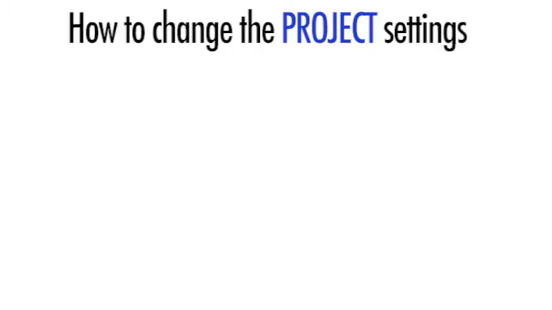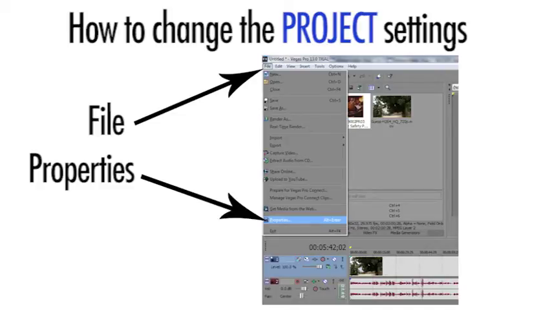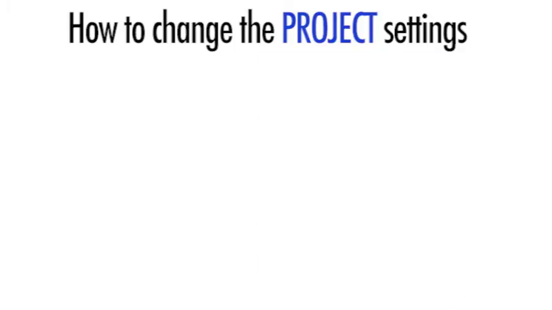How to change the video project settings. So in Vegas, since this is what we're going to be talking about, we want to go to File at the top, and we want to go to Properties. You see where File is at the very top, and Properties at the very bottom. So we're going to click on File, then Properties.